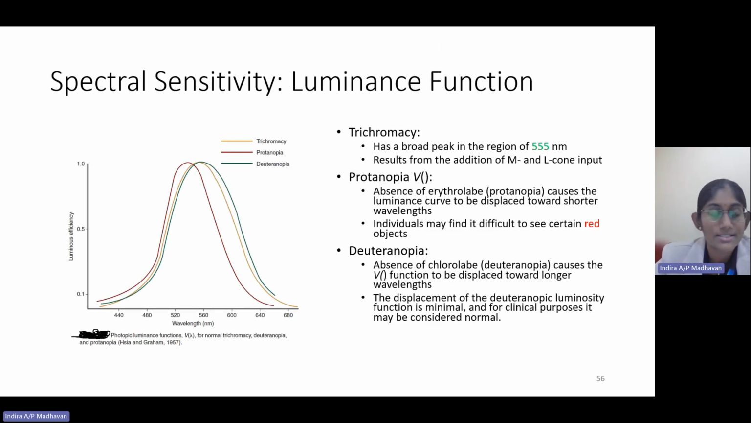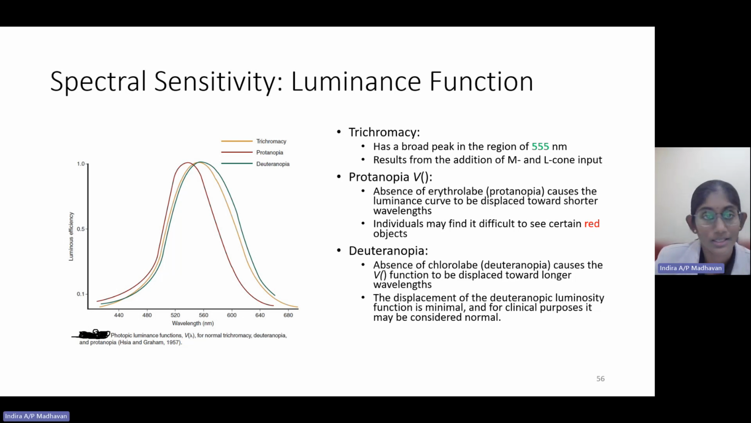Next will be spectral sensitivity, the luminance function. Trichromacy has a broad peak in the region of 555 nanometers, resulting from the addition of the medium and long wavelength cone input. If you see this yellow color, this is the spectral sensitivity, the luminance function for a normal person. This is how it looks, and it reaches the peak when all 3 cones, or whatever cones exist in the visual system, are working together.